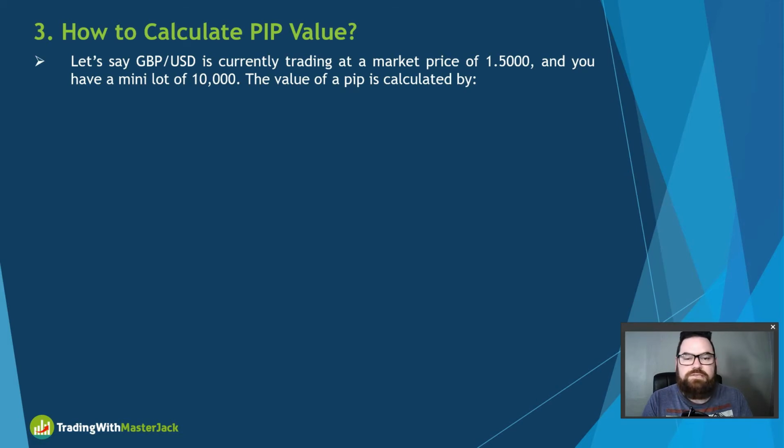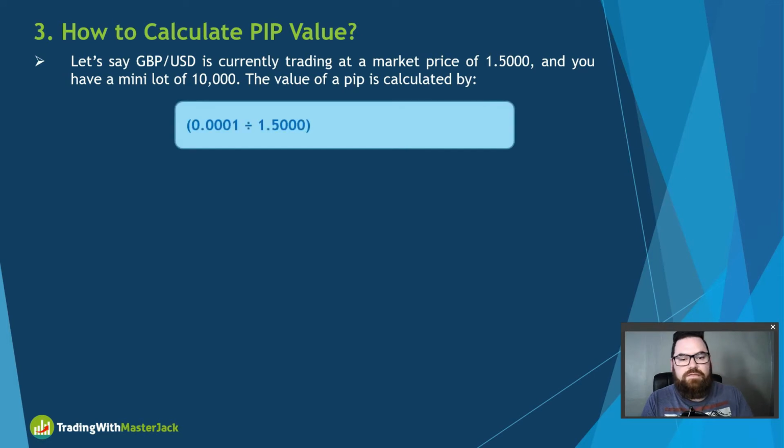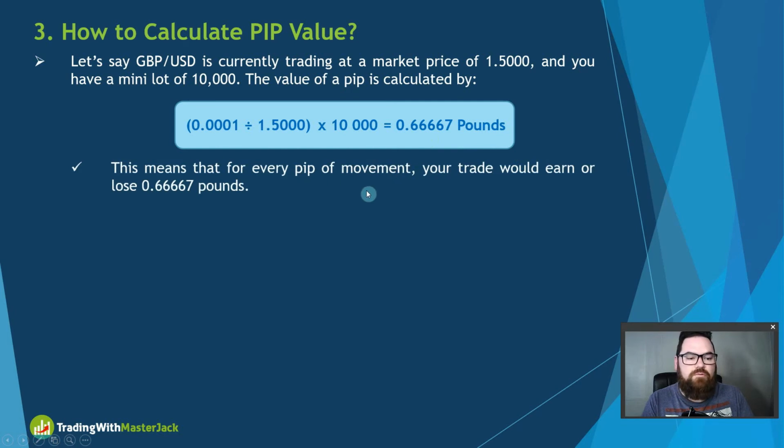So the value of a pip is calculated by taking the pip value, or the pip decimal place of 0.0001, and you divide it by the exchange rate, that is 1.5, and then we times that by the lot, how many we bought, that's 10,000 units, and that gives us our value, 0.6667. I rounded it off there because it goes on for a couple sixes there, pounds. So therefore this means that for every pip of movement, your trade would earn or lose 0.6667 pounds.